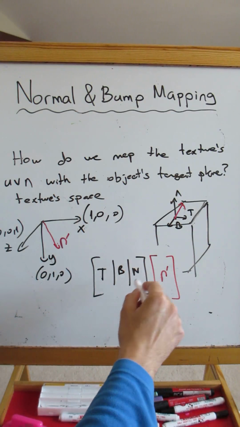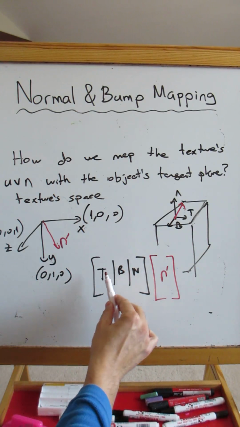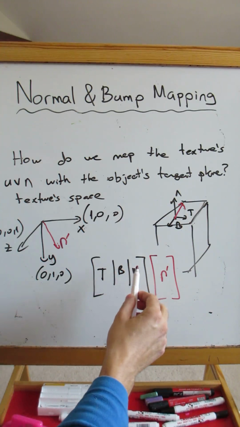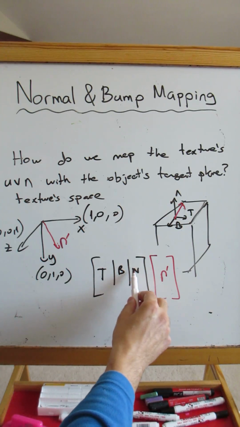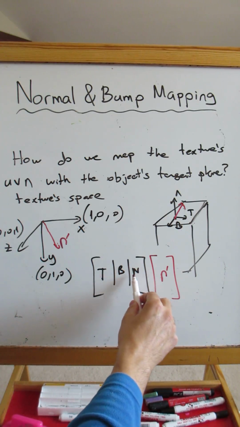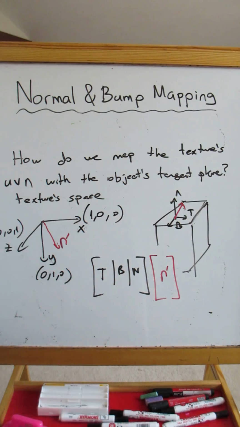Then the next question we must answer is, how do we compute TBN? How do we compute these tangent, bitangent, and N vectors? The normal vector is easy to compute; we have been computing it for shading anyway. But we need to learn how to compute the tangent and bitangent vectors.